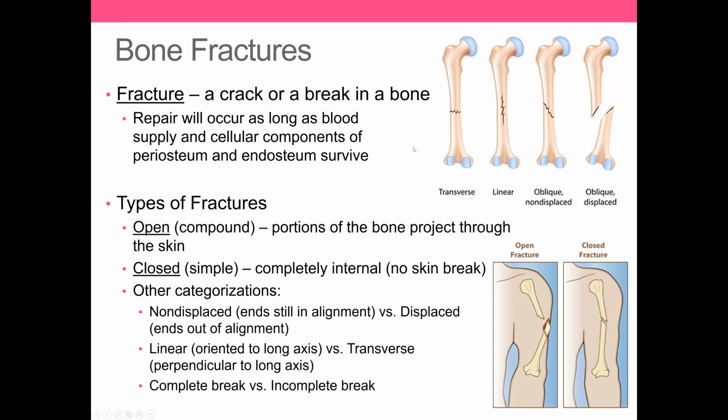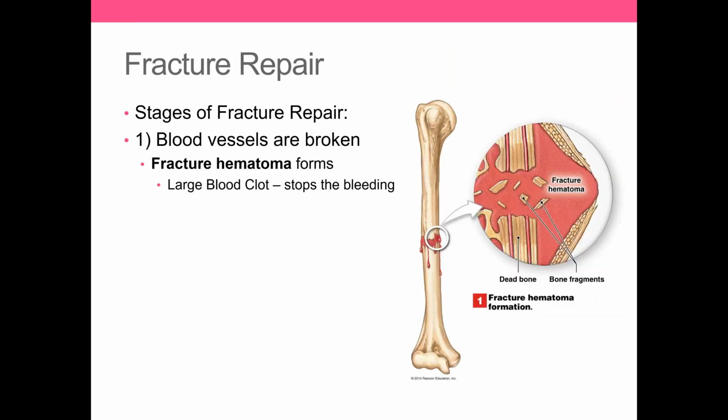You can also categorize them as a complete break, which would be like the one over here on the right, and an incomplete break, which would be like this one here in the second example. And there are other ways that you can categorize fractures too. These are just some of the major ones. So now let's talk about how fractures are repaired. So we're going to go through the stages of fracture repair.